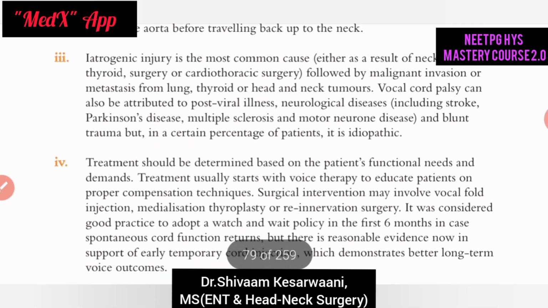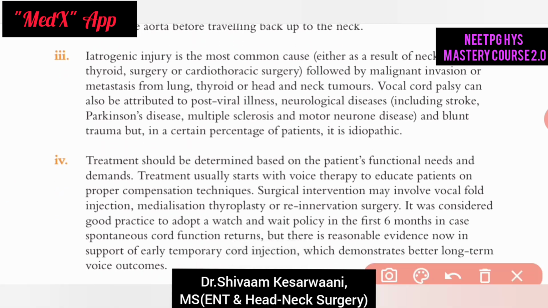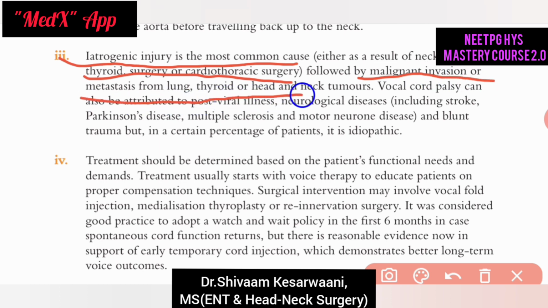Now, iatrogenic injury means injury as a result of any surgery like thyroid surgery or cardiothoracic surgery. The most common cause of this type of palsy is iatrogenic injury, followed by malignant invasion or metastasis from lung, thyroid or head and neck tumors. So vocal cord palsy can be attributed to malignancy, iatrogenic injury, and some more causes like post-viral illness, neurological diseases, and blunt trauma. Okay.